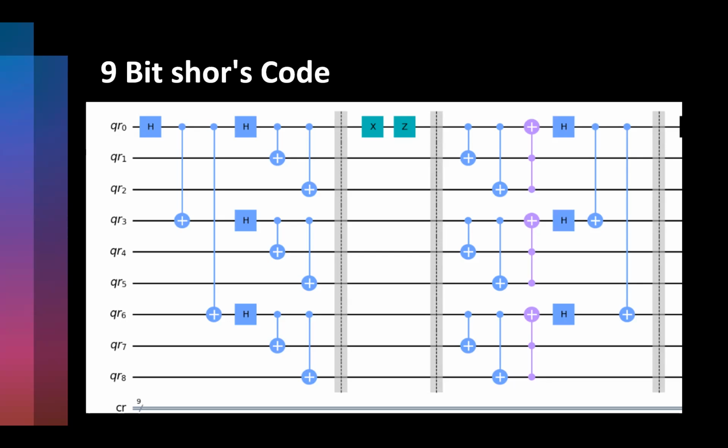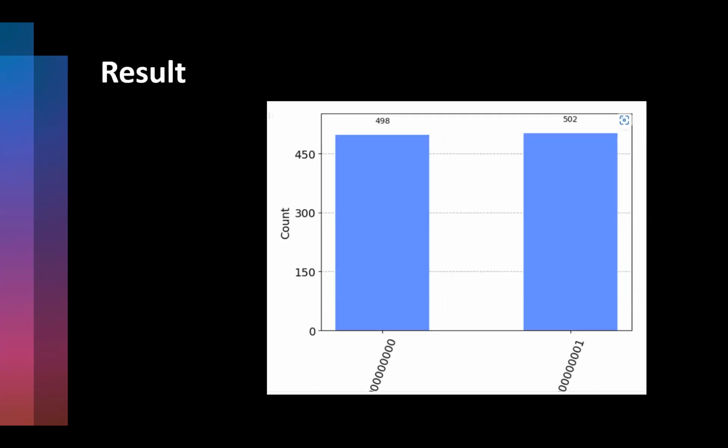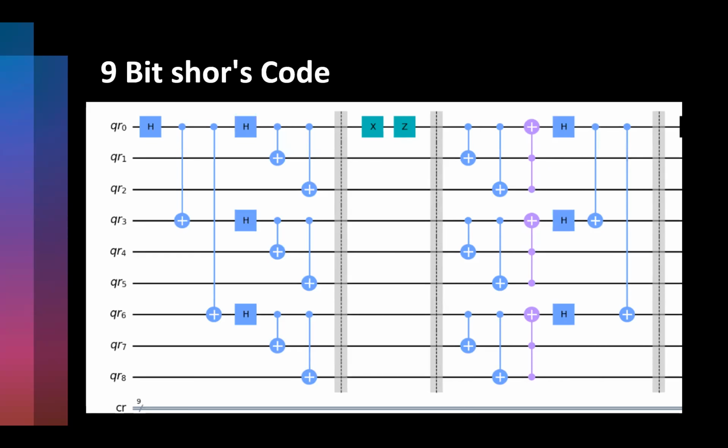So we introduce this X and Z in our system. In our code, we introduce the error. Now we apply error correction techniques, and then we decode it. So similarly, we decode it just like we did in bit flip and phase flip, and we will get our results. So this is our result.